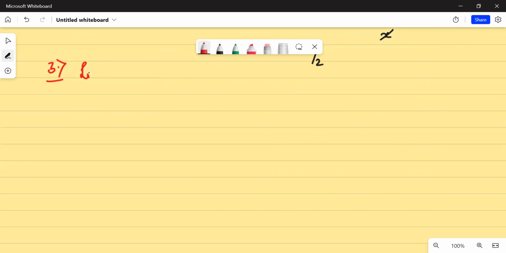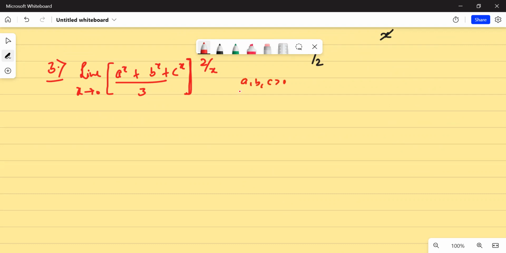Try to do this question. Limit x tends to 0 of (a^x + b^x + c^x) divided by 3, and this whole raised to power 2 by x. Don't confuse yourself, this is not the greatest integer function. This is simply a bracket I've drawn here, where a, b, c are all positive.